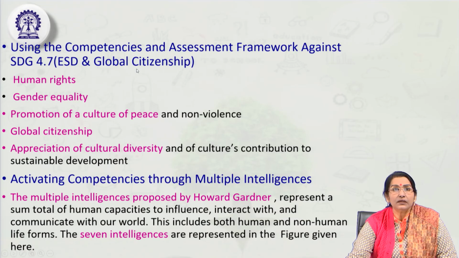So, again using the competencies and assessment framework, again SDG 4.7, that is ESD and global citizenship. These are also the highlighting points, like human rights. What do we mean by human rights? How to ensure equal human rights among our citizens, gender equality in terms of education, access to education, access and opportunities for higher education, employment sources, work, pay package, all kinds of access, privileges, incentives and opportunities.